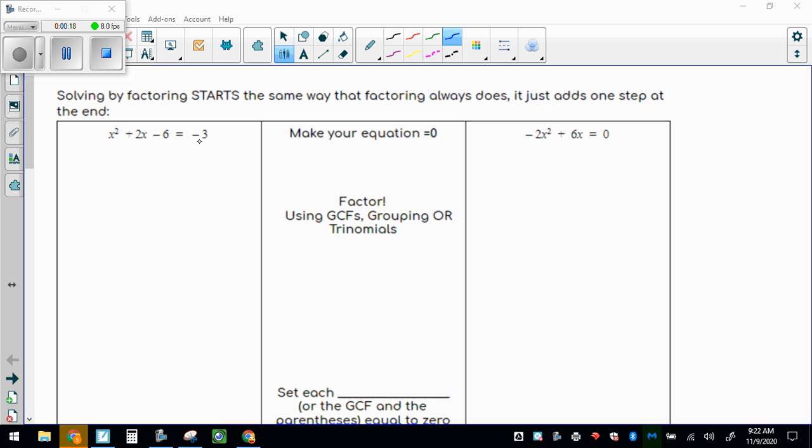Right now it equals -3. So you're going to bring that -3 over by doing the inverse operation, plus 3. So now we have a trinomial. -6 plus 3 is -3, and that is set to 0.